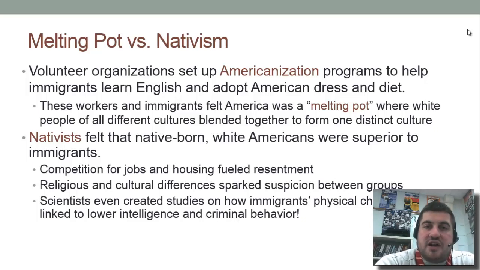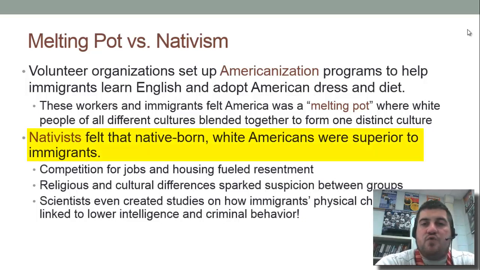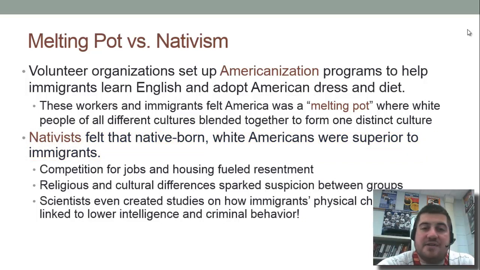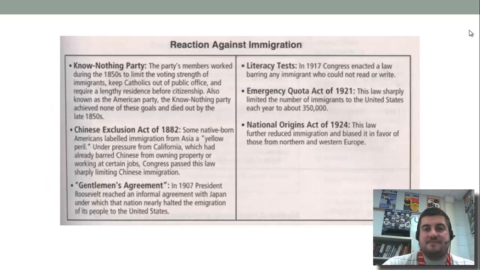Nativists, think of the root word there, native, feel that native-born white Americans are superior to immigrants. They resent these immigrants because they provide competition for housing and jobs. These religious and cultural differences in such close quarters in the cities sparked suspicion between the groups. Scientists even did studies saying that immigrants' physical characteristics are actually linked to lower intelligence and criminal behavior. But as scientists now, we know those studies were not reliable or valid.